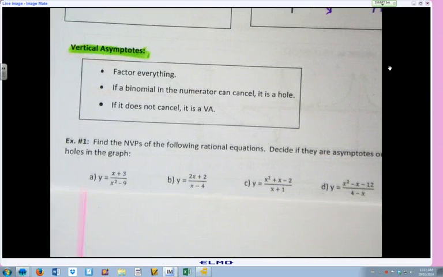Then we're going to go on to horizontal and oblique. Then we're going to go on to other stuff. Then we'll eventually get to the graphing maybe tomorrow, depending how your brains feel. So I just want to go really, really slow with this because I know it's fuzzy for a lot of you from last year.